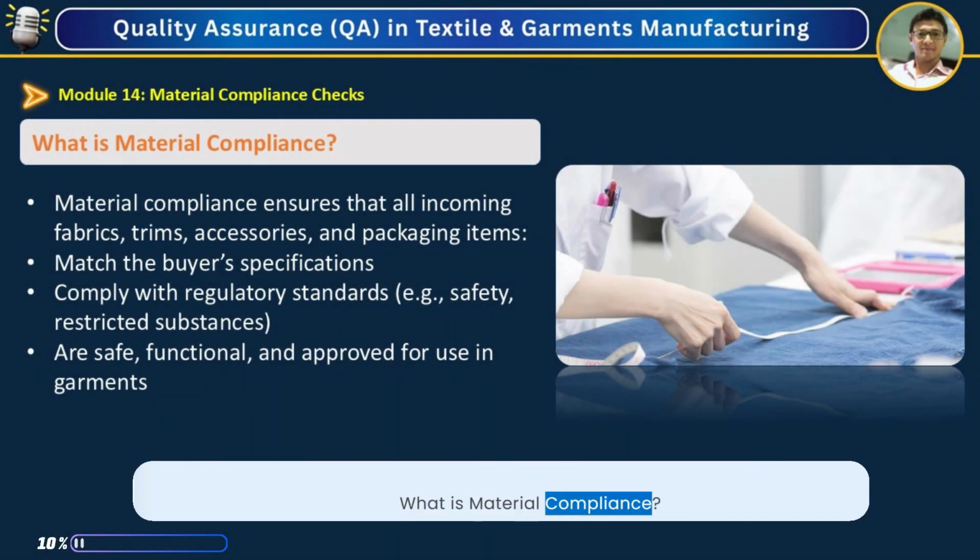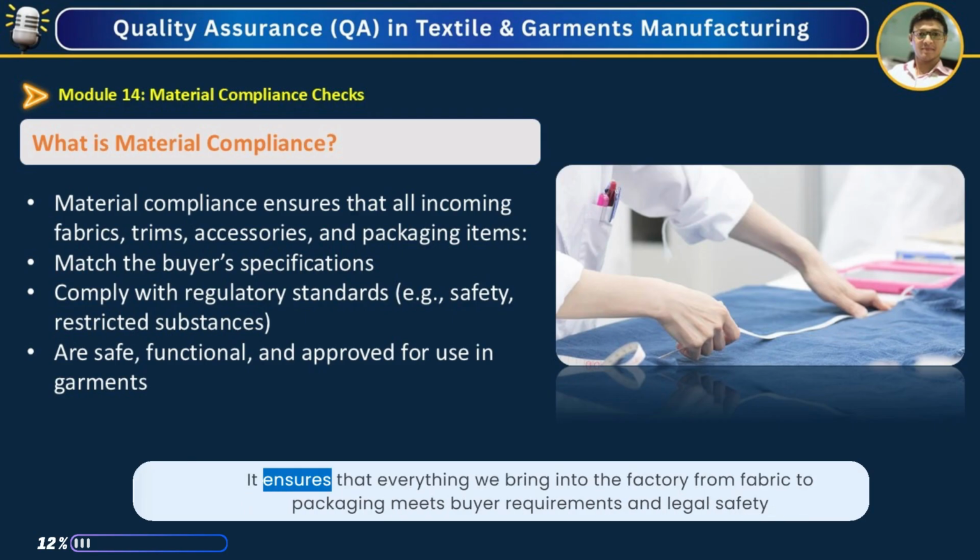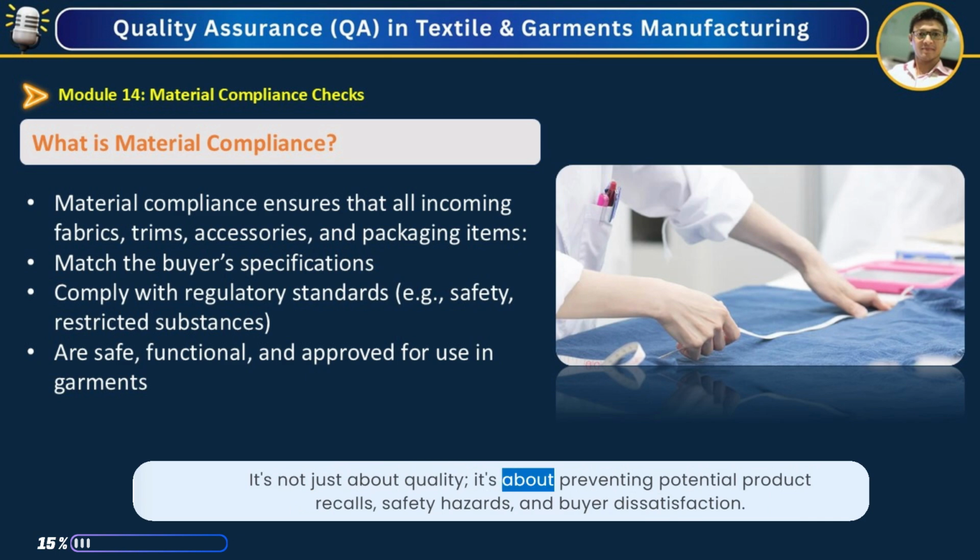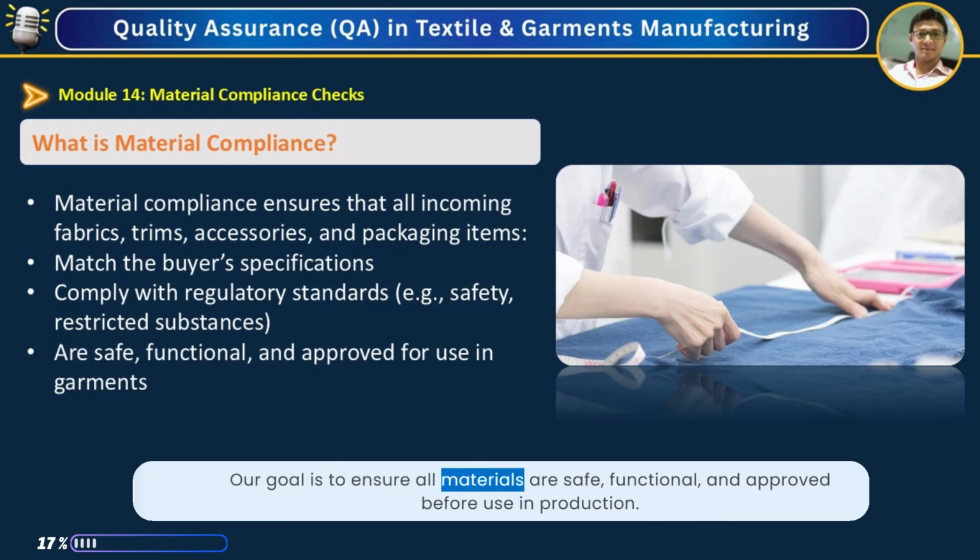What is material compliance? Material compliance is a crucial step in garment manufacturing. It ensures that everything we bring into the factory, from fabric to packaging, meets buyer requirements and legal safety standards. It's not just about quality, it's about preventing potential product recalls, safety hazards, and buyer dissatisfaction. Our goal is to ensure all materials are safe, functional, and approved before use in production.